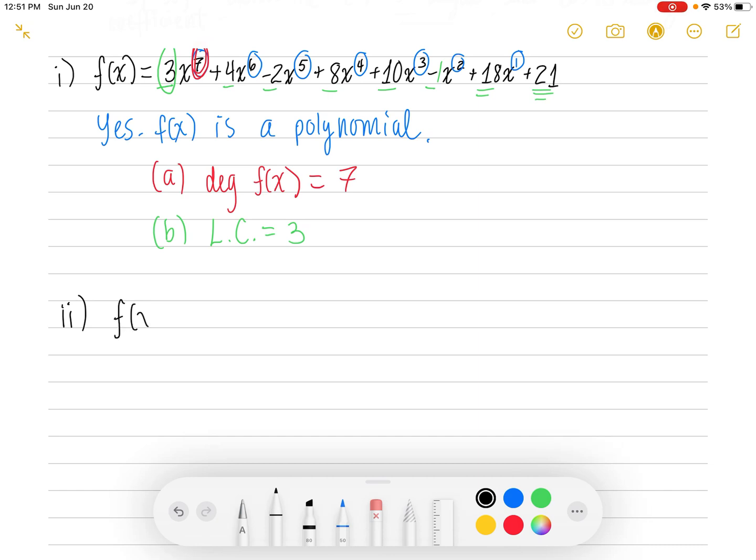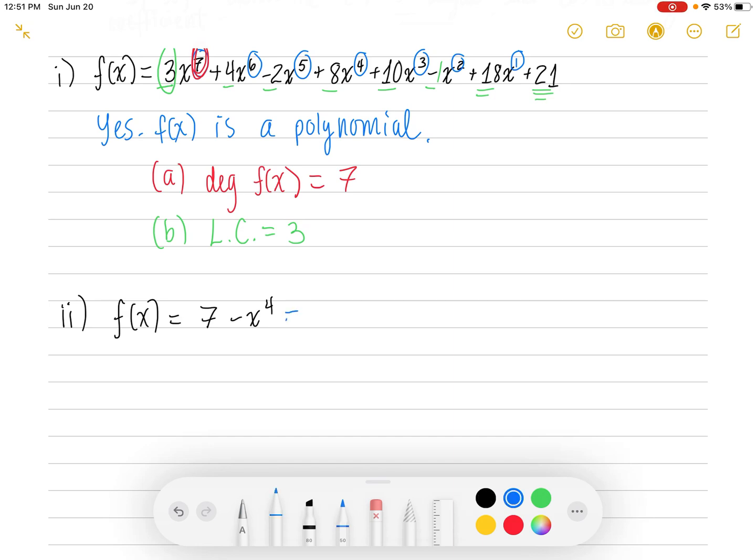We'll write down another function and see if it's a polynomial, yay or nay, and then we'll see what its degree and its leading coefficient are, if it is a polynomial. If it's not, then we just disregard the A and the B part. So is this a polynomial?